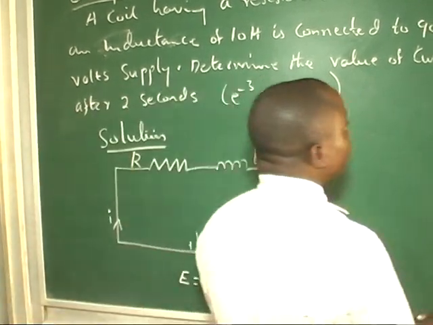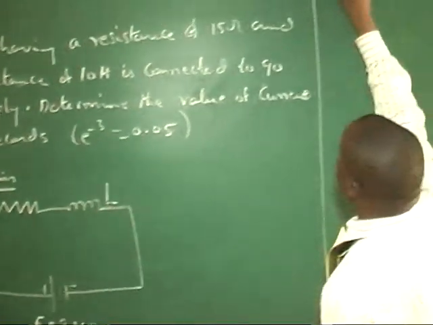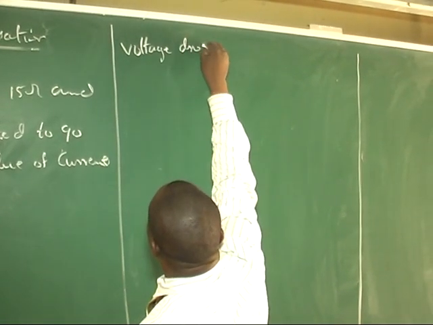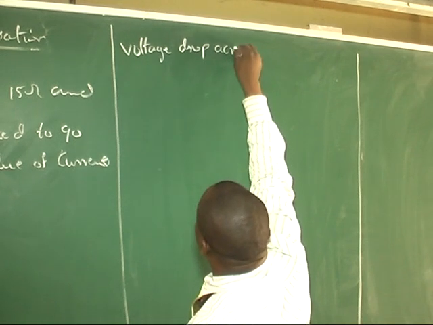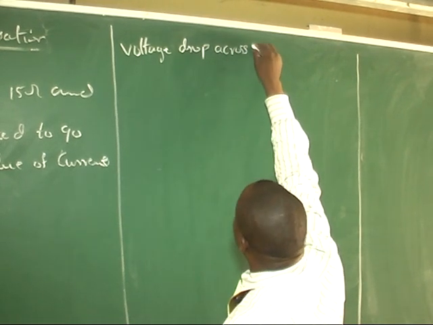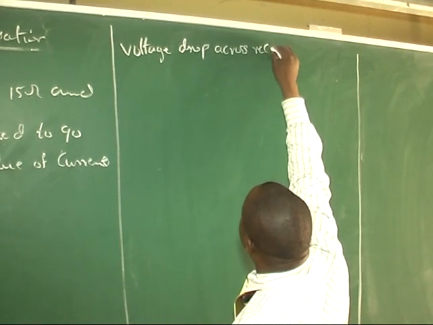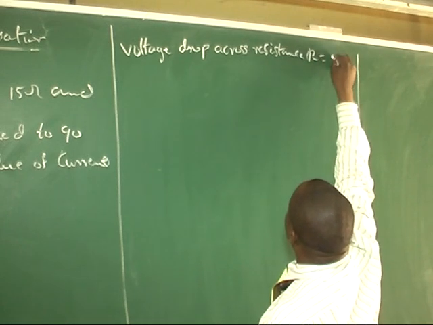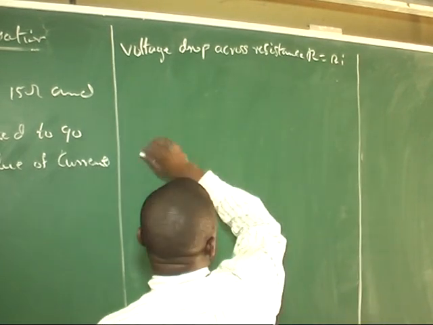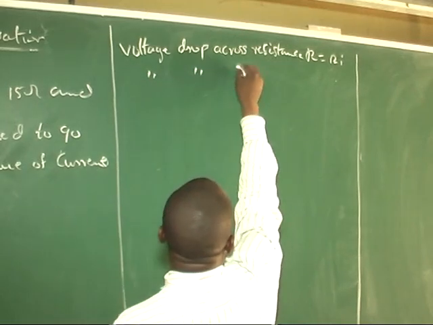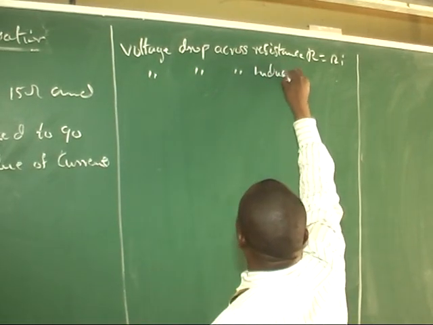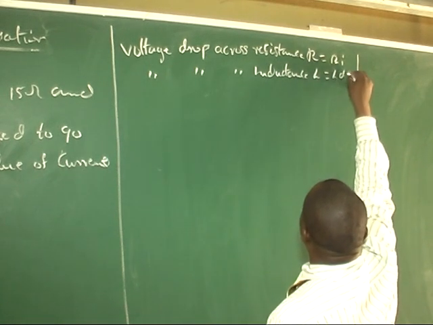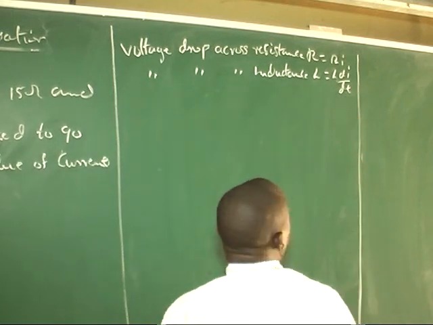So what we should know is that the voltage drop across the resistance R is equal to R times I. The same thing happens for the inductance L, which is equal to L di/dt.